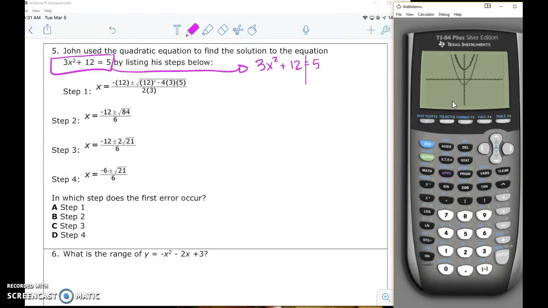For this equation, that means I would need to move the positive 5 to the other side by subtracting. 5 minus 5 is 0. I subtract 5 on the left side. Notice here, 3x squared, that 12 and minus 5, those are like terms because neither one has an x. So 12 minus 5 gives me positive 7. I have equals 0.